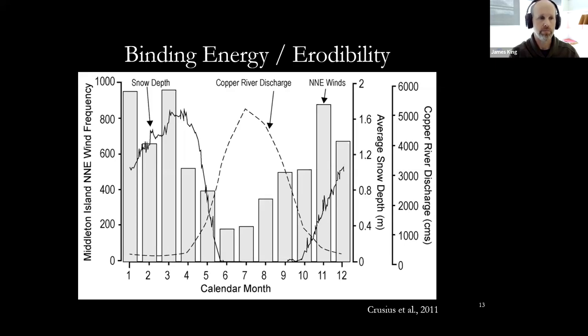And so the winds are actually stronger there than they are in the spring, but the discharge of the river actually starts to decrease before you start seeing snow on the ground. And so this study has been used quite a lot in this kind of analogous way of seeing where these windows of opportunity are for dust emissions. And so this changes by area.